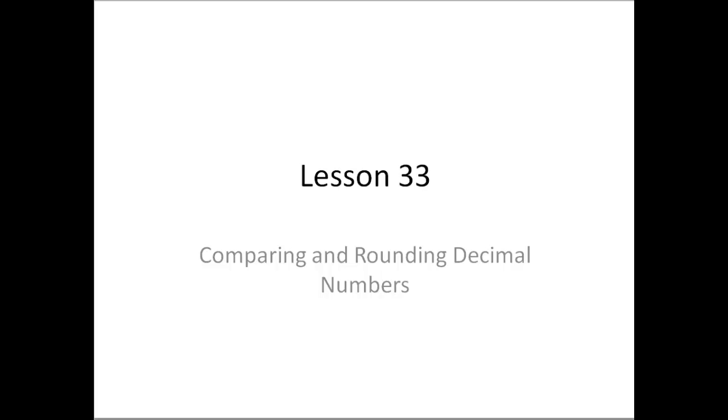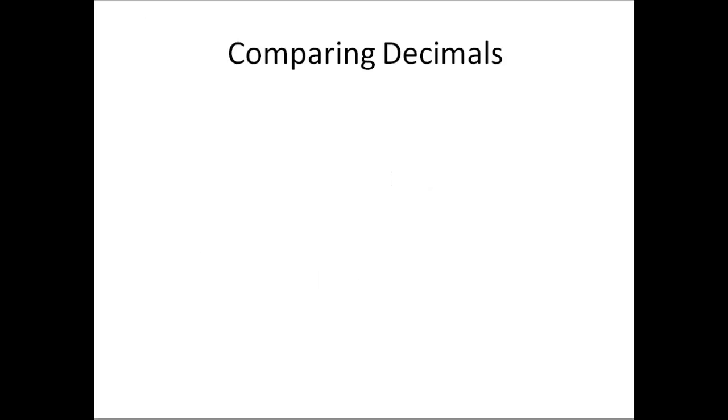Lesson 33 is comparing and rounding decimal numbers. First we're going to start with how to compare decimal numbers. When we're comparing, we're looking at two values or two numbers, and we're trying to decide which is greater, which is lesser, or if they are equal. If you have 3 and you have 2, you know that 2 is less than 3. This is how we compare numbers.